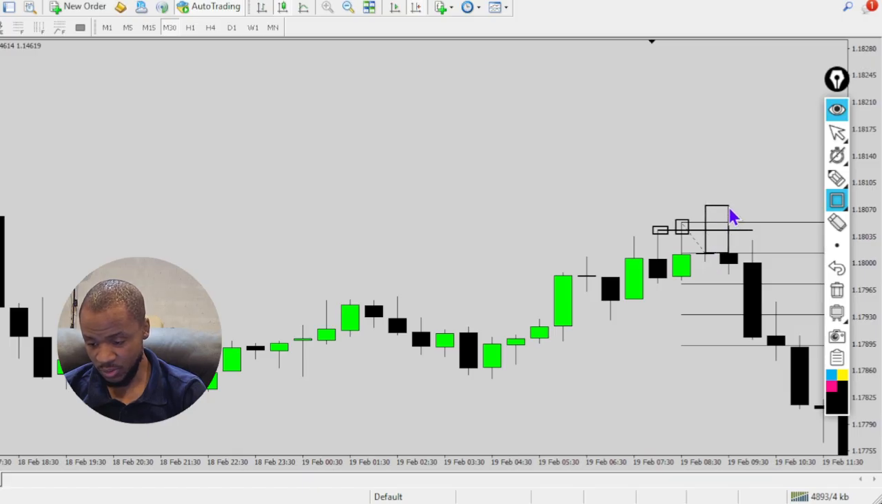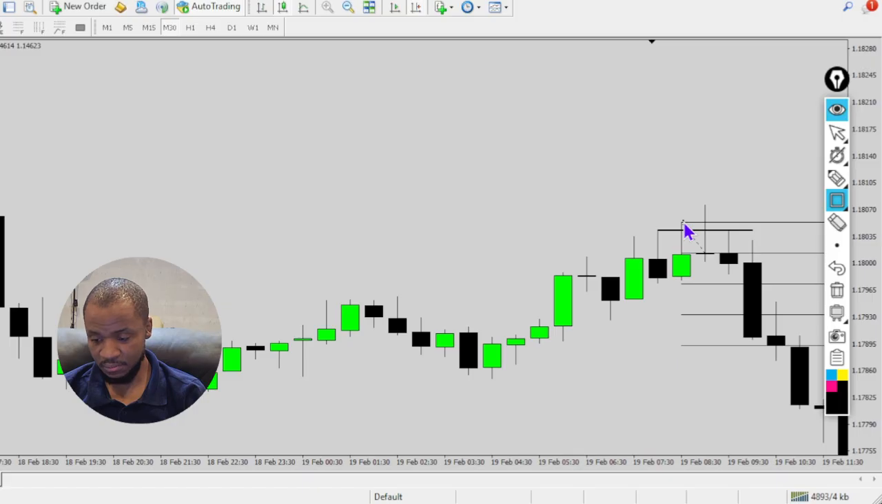So your entry would have been here, right? The stop loss somewhere here or this one. Because this one is longer than this one, I prefer to take this one. But you would have had your stop loss there, and then you take profit at 1:2. You hit take profit, you're done for the day. Go and look for another day.